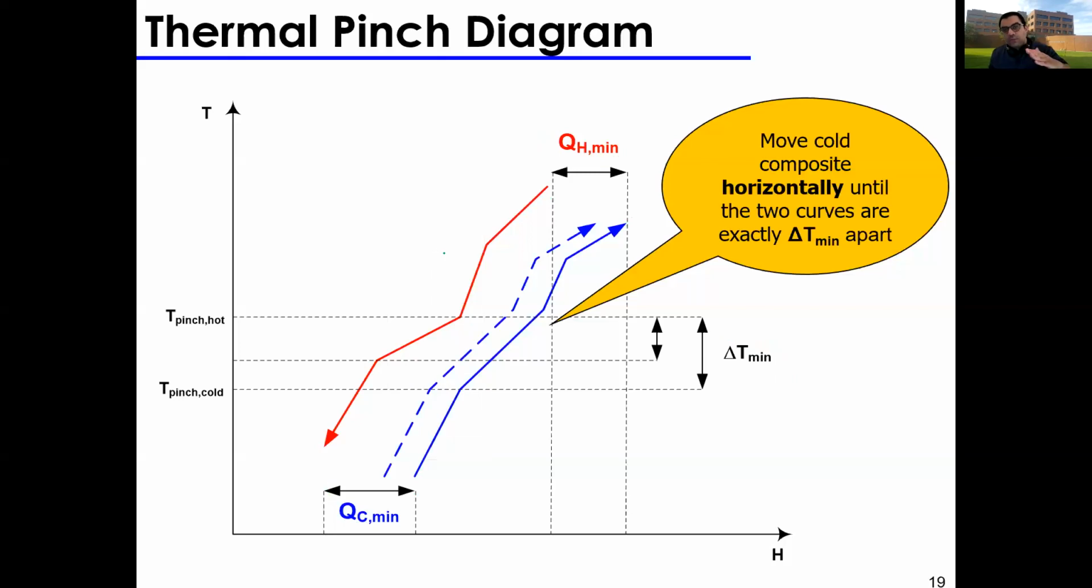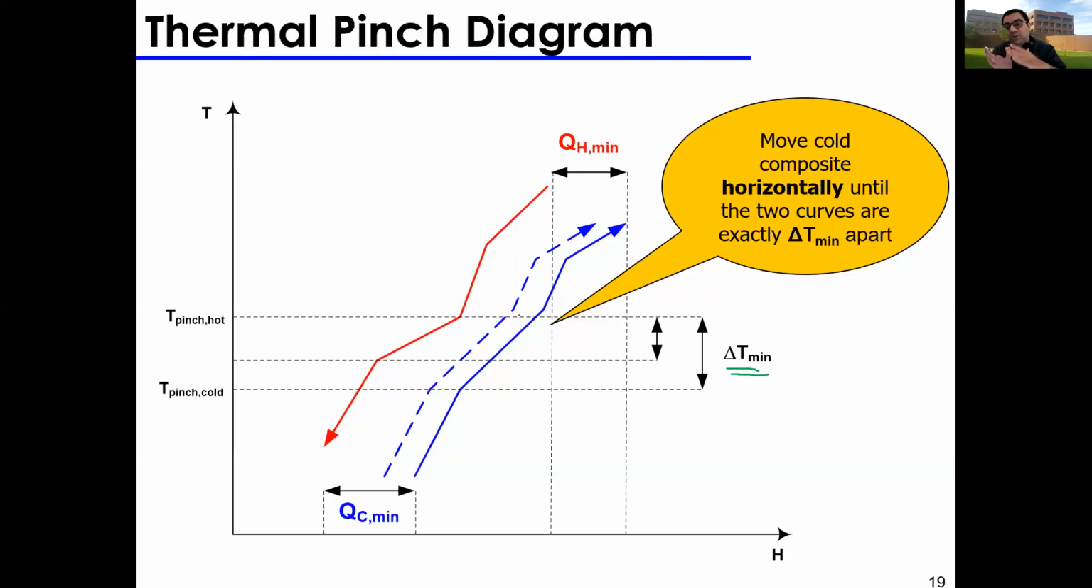Okay, so let me reiterate this point. You drew your hot composite, and you drew your cooled composite. Now you drop them both on the same figure, or draw them both on the same figure, whatever you want. And then after drawing them both on the same figure, I start moving my cooled composite until the minimum distance between the two lines corresponds to delta T minimum. And again, this is the vertical distance.